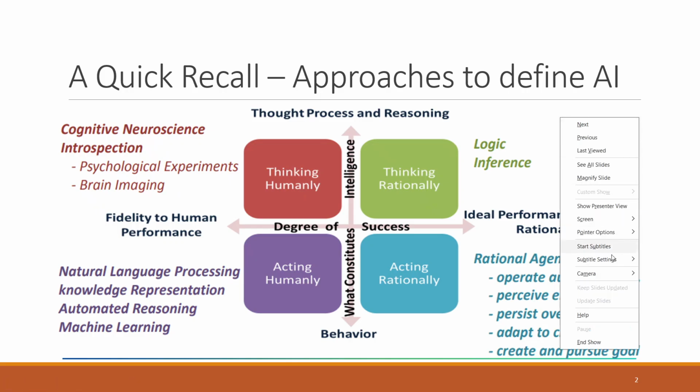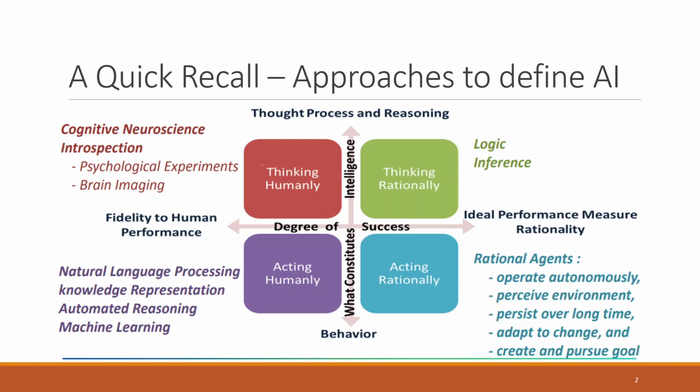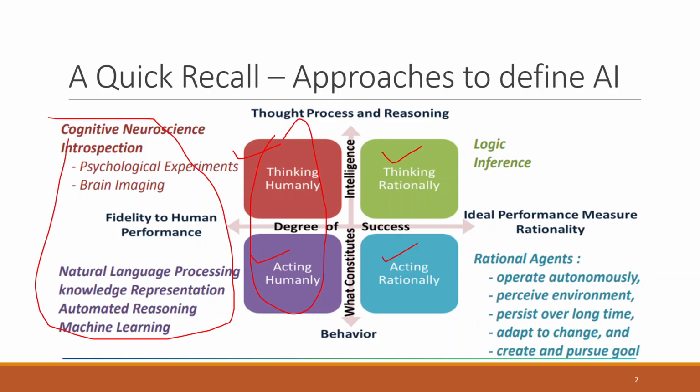If we talk about AI, we used to have, let's say, four approaches in the definition of AI: thinking humanly, thinking rationally, acting humanly, and acting rationally. If we talk about thinking humanly and acting humanly, we are more focused on the strengths of being human. We have cognitive neuroscience, introspection, which is basically psychological experiments, and brain imaging. We already discussed these things, such as NLP, knowledge representation, and so on. They are part of acting humanly.